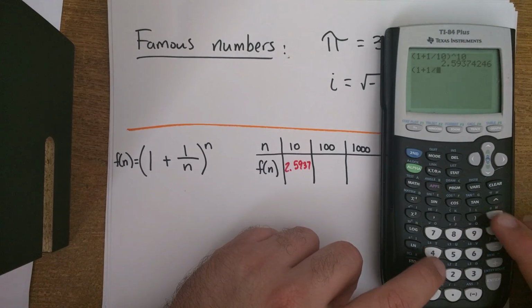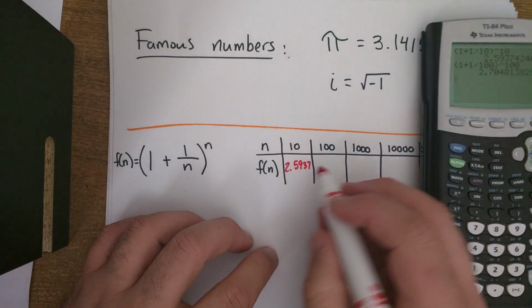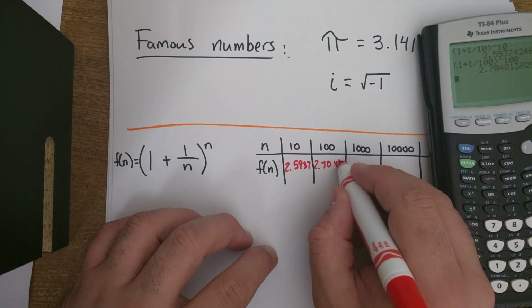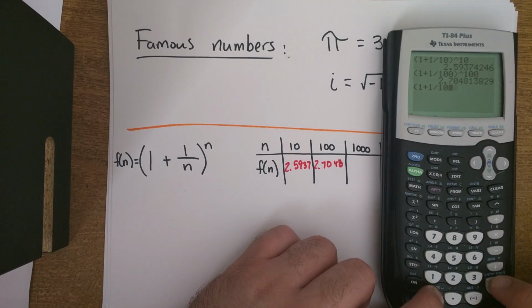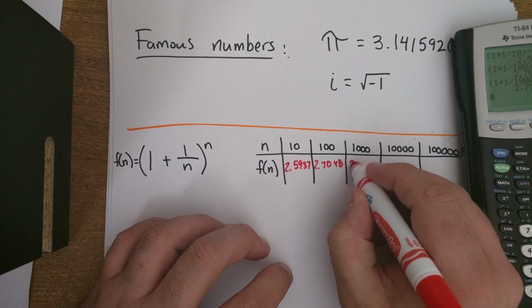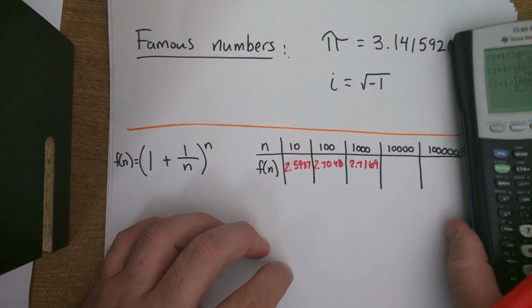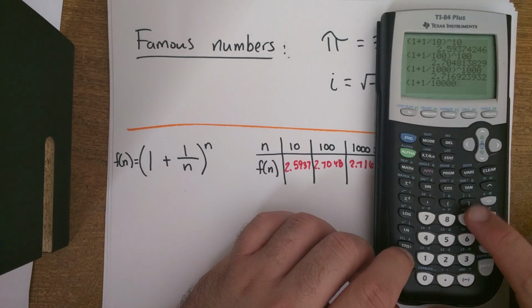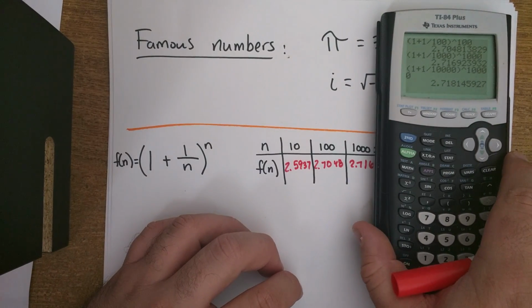So 1 plus 1 over 100 raised to the 100. We got 2.7048. Let's just keep going here. 1 plus 1 divided by 1,000 raised to the power of 1,000. We got 2.7169. Repeat. 1 plus 1 divided by 10,000 raised to the 10,000. We got 2.7181.